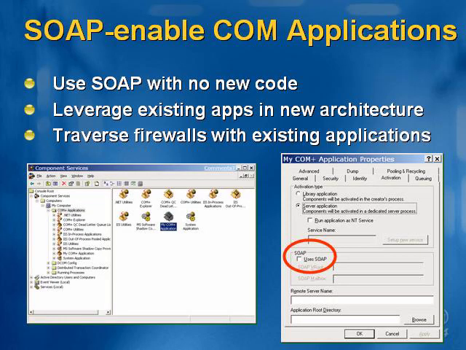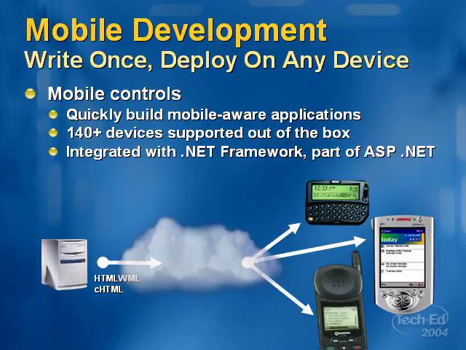You can SOAP enable COM applications. You can use SOAP with no new code, which allows you to leverage existing apps within the new architecture. And you can traverse firewalls with the existing applications as well. We want to note, however, that it won't work for all objects, such as complex data types and so forth. In those situations, you want to use COM interop or wrap existing COM components.